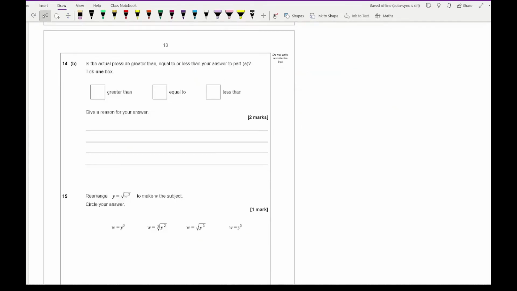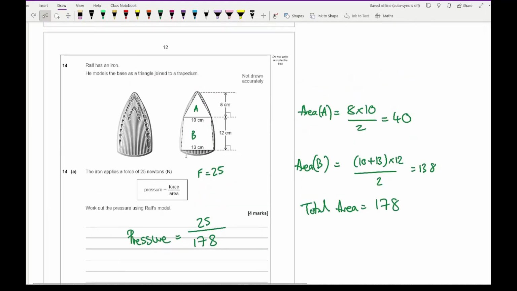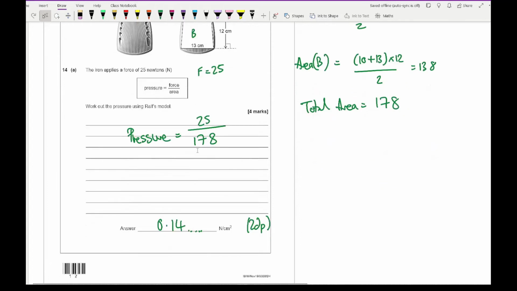Now in terms of question 14b, it says, is the actual pressure greater than, equal to, or less than your answer in part A? The correct answer is going to be less than, because he has underestimated the actual area. And the reason for that is because if we look at the iron, the triangle and the trapezium is actually smaller than the actual area. It's a close approximation, but that's the reason for it.